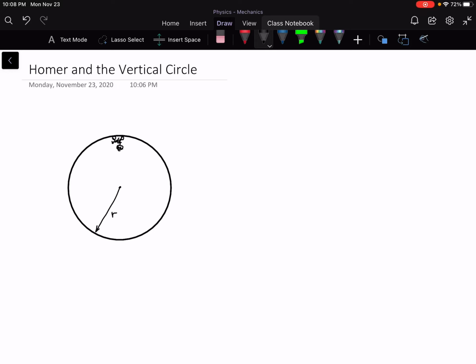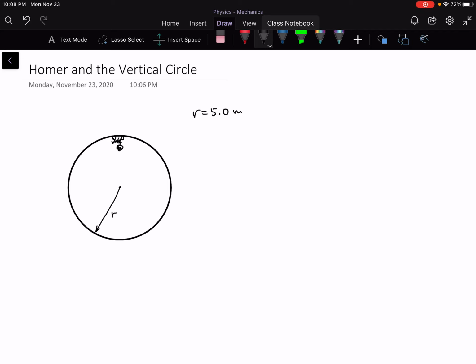Okay, we have Homer and the vertical circle. So the text of the problem is: Homer Simpson is attempting to ride a motorcycle around a vertical loop with a radius of 5 meters. In other words, he starts on the ground and rides up a curving path until he's completely upside down and then comes back down again. Think of the Simpsons movie if you've seen it.